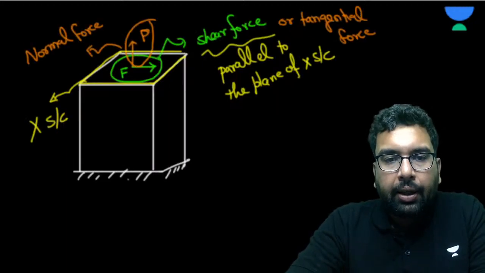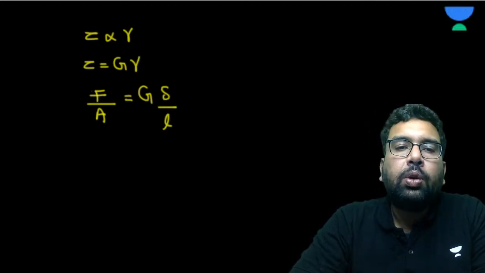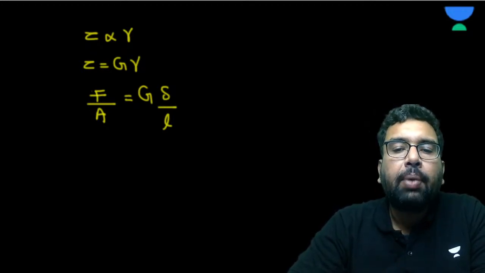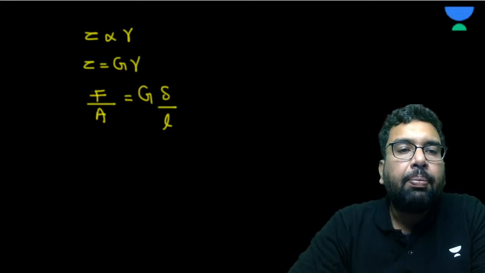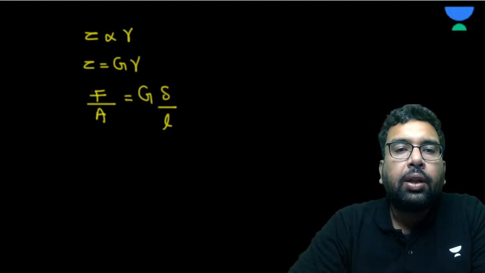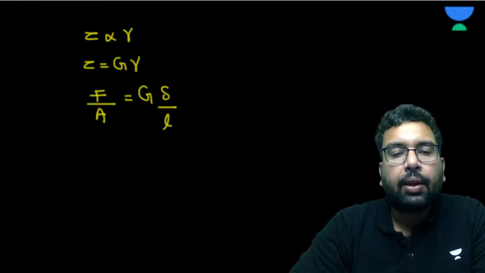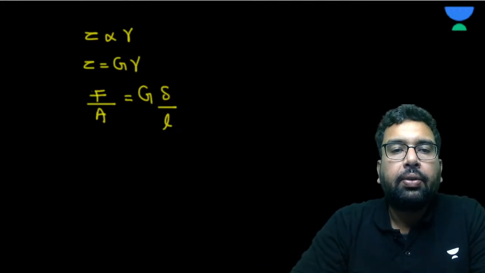Same thing I was trying to explain. Now from Hooke's law, we know that tau is equal to G times gamma. So F by A will be G delta by L. Understood? Please answer me. So now let's solve a few questions so as to better understand this concept. Let's try this one.